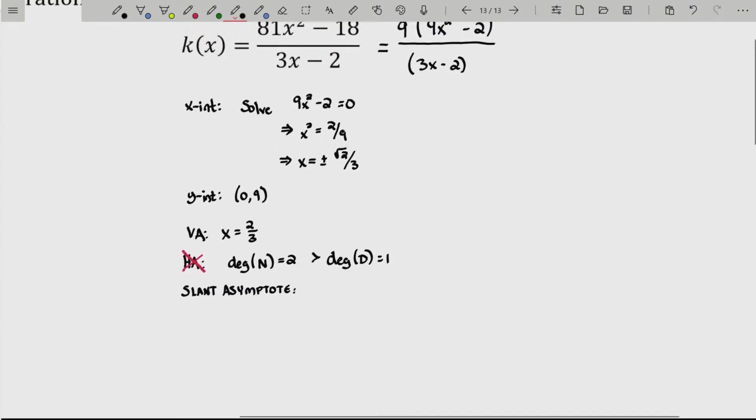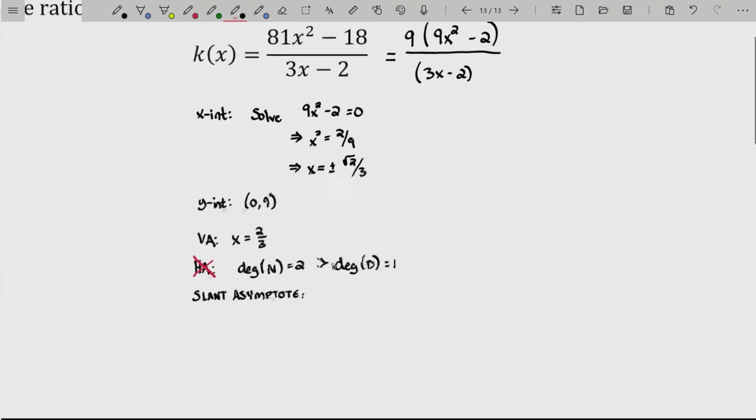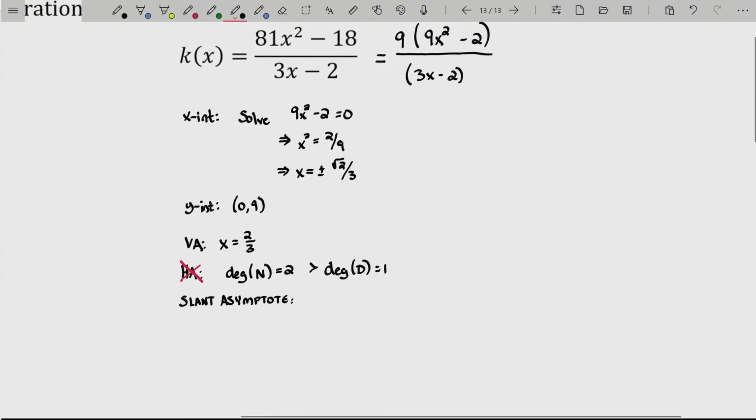So how do you find the equation of the slant asymptote? Well, we talked about that in the previous videos in this series, specifically identifying slant asymptotes of rational functions. So let's go ahead and use that technique. We're just going to take the divisor, 3x minus 2, and divide it into the dividend, which is 81x squared plus 0x minus 18. And the quotient of this will be our slant asymptote.